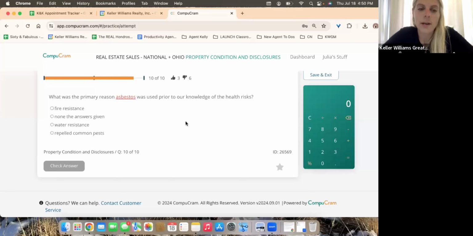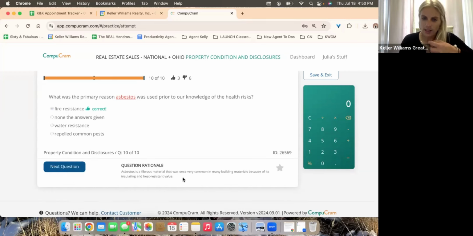So what was the primary reason asbestos was used prior to our knowledge of the health risks? Now asbestos is obviously not used anymore, but we used it for A, fire resistance, B, none of the answers given, C, water resistance, or D, repelled common pests. A, fire resistance is correct. Good job.